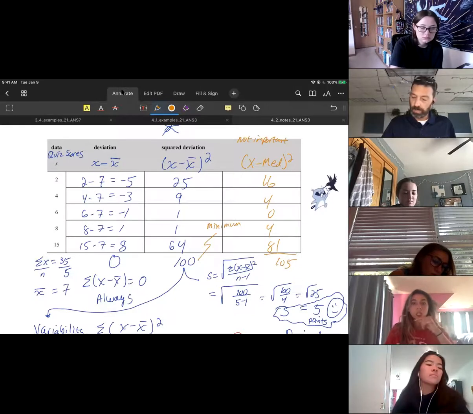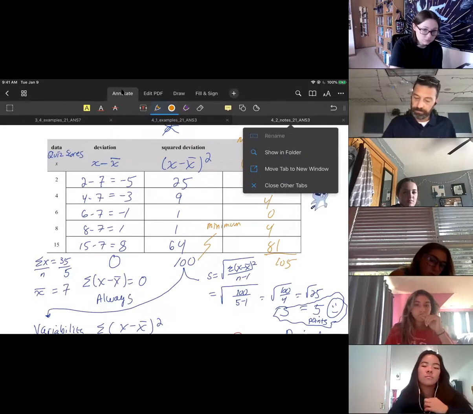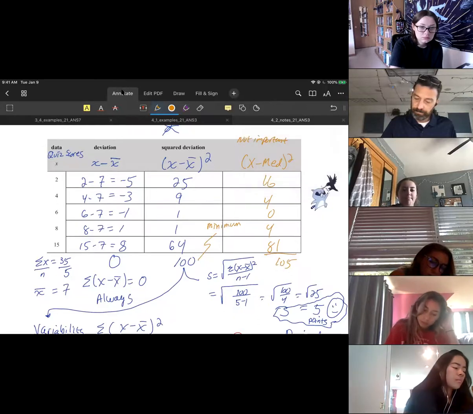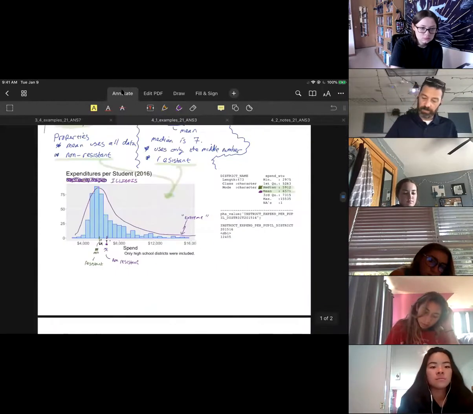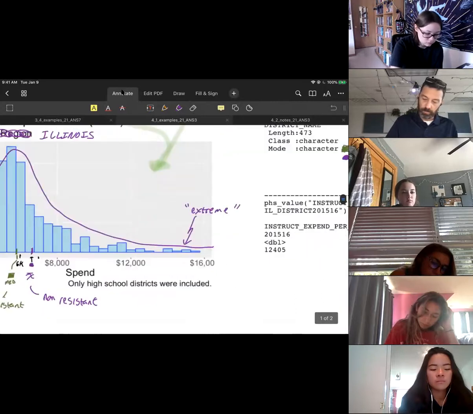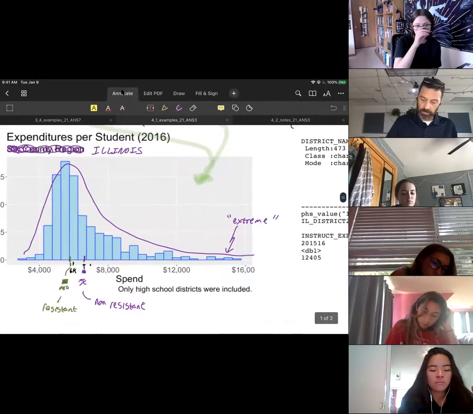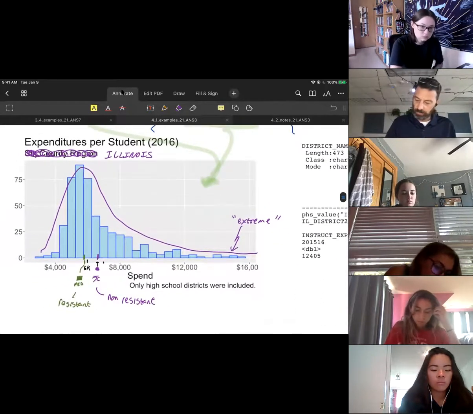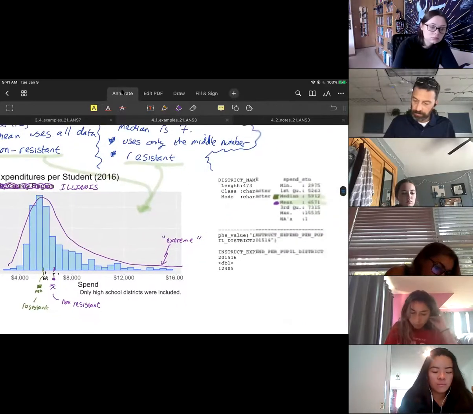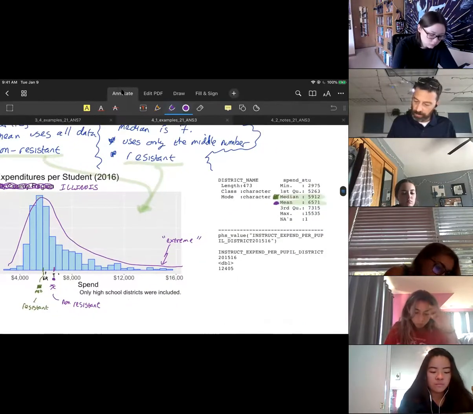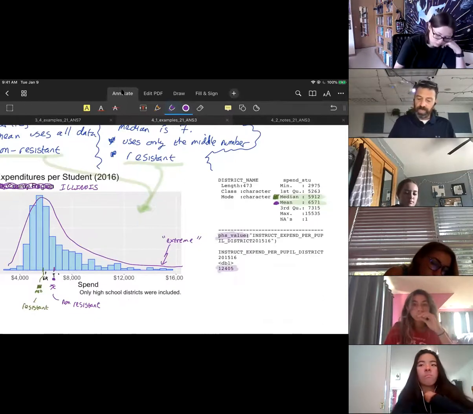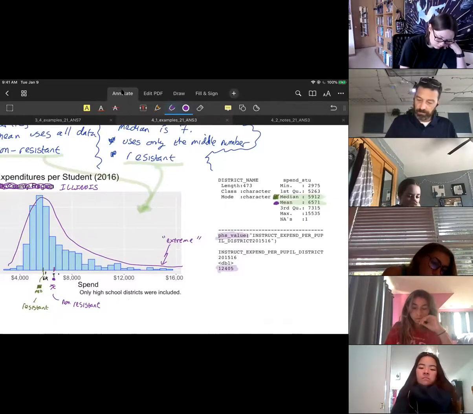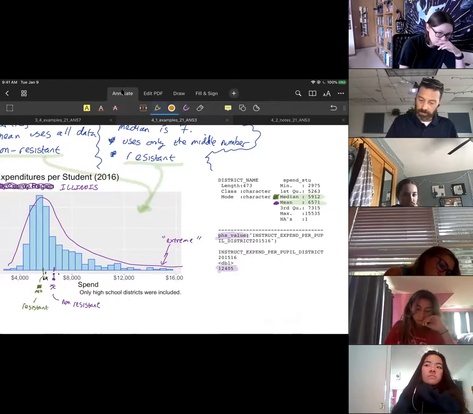Okay, lastly, let's go back. I forgot to highlight something in the other note page. So whenever we look at real data, it's kind of interesting to figure out where we're at. I had the software spit out the prospect value for how much we spend per pupil, 12,405. So if I put that in, guess what color I'm going to put it in?